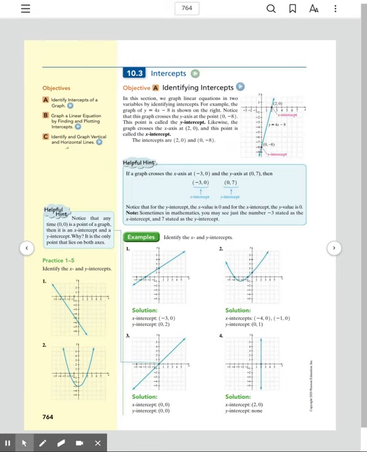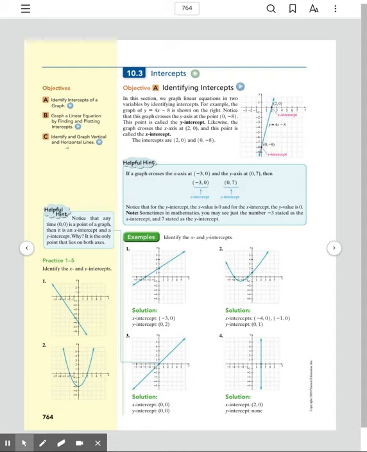Okay, this is section 10.3, intercepts. We talked about 10.1, which was learning how to plot points, what we do with points, and how we can read graphs. 10.2 was talking about how to graph equations with any kind of point. So we chose points and we would graph it by choosing any point we want.